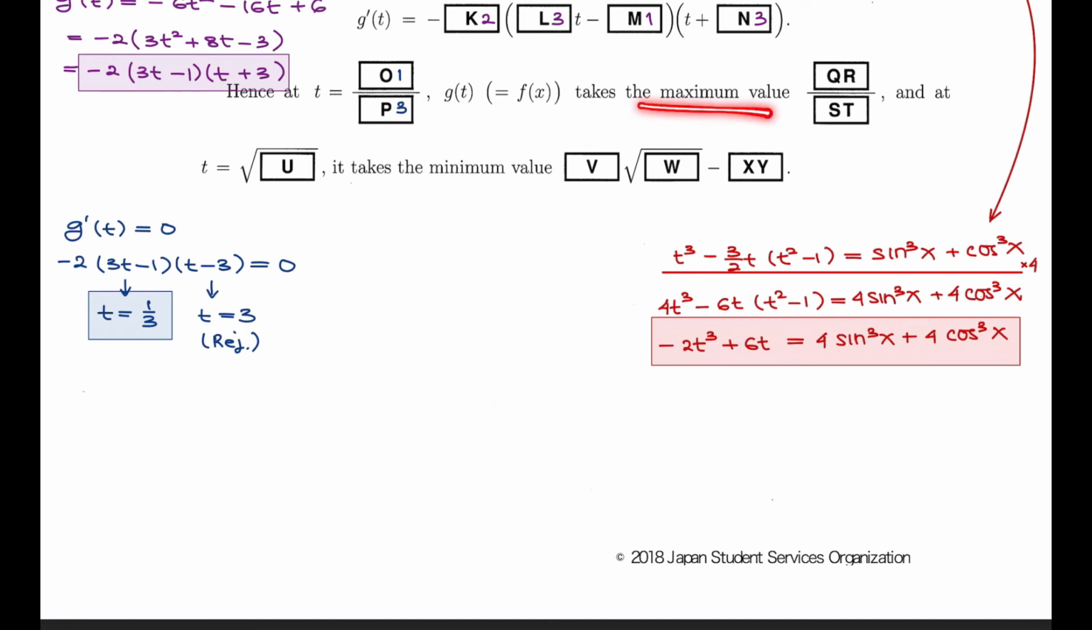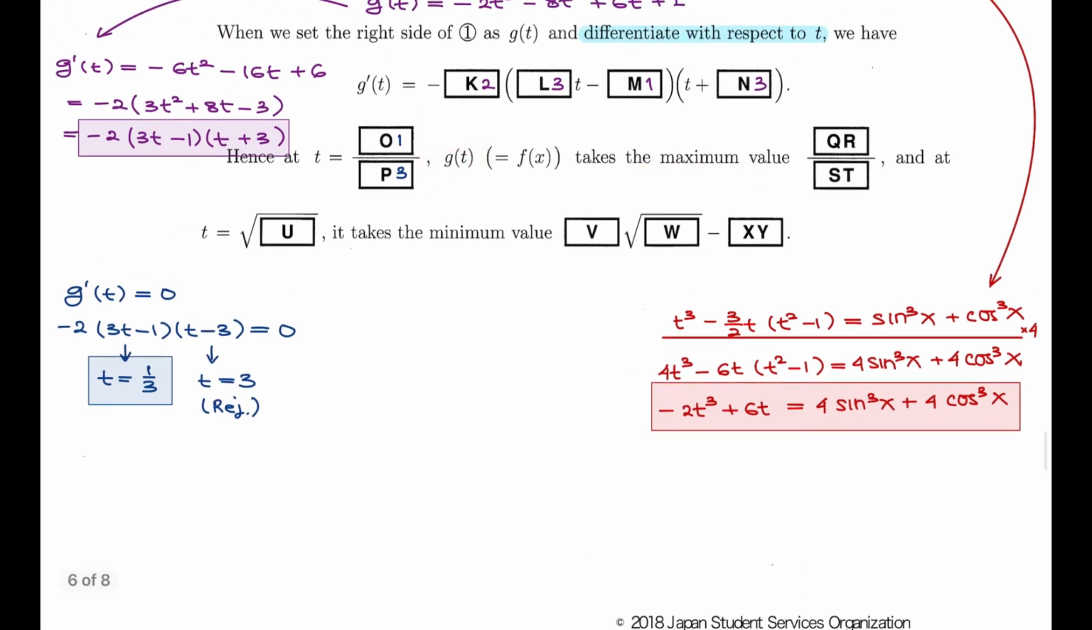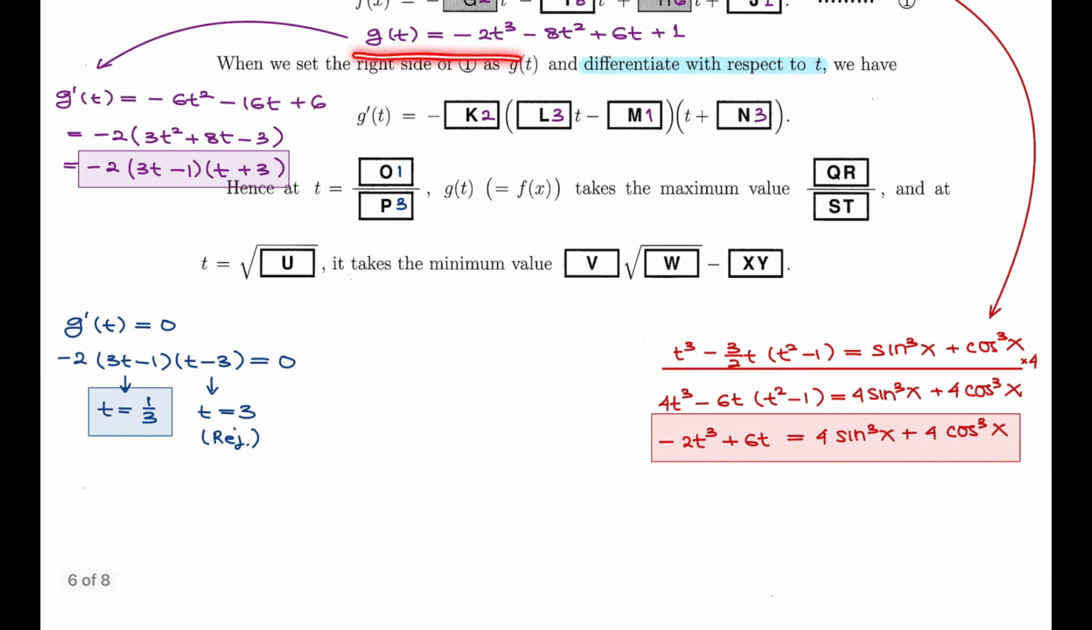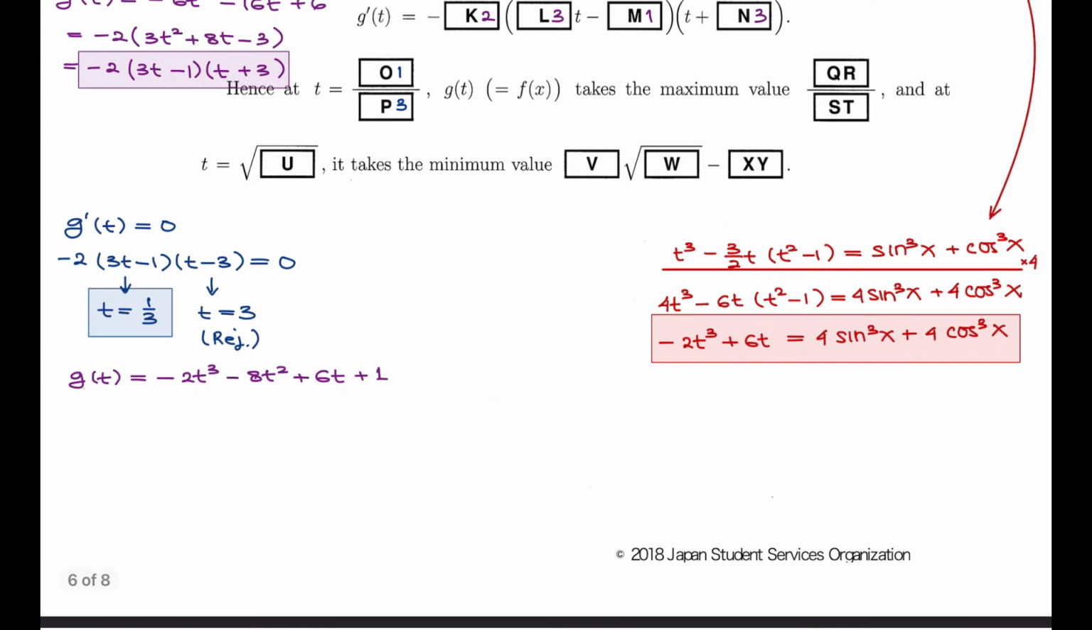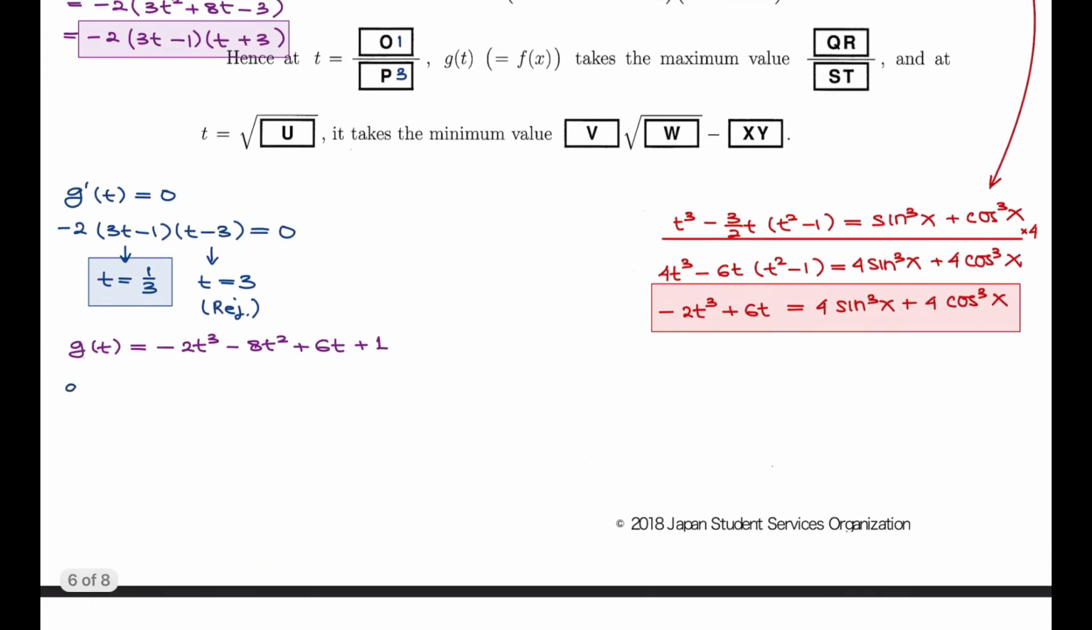And then we just find the maximum value of g of t. So substitute 1 over 3 into the equation of g of t. This is g of t. Just substitute 1 over 3. g of 1 over 3 is equals to negative 2 times 1 over 27 minus 8 times 1 over 9 plus 6 times 1 over 3 plus 1.